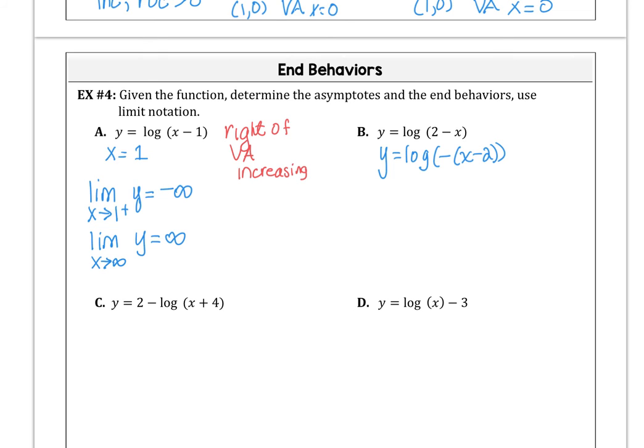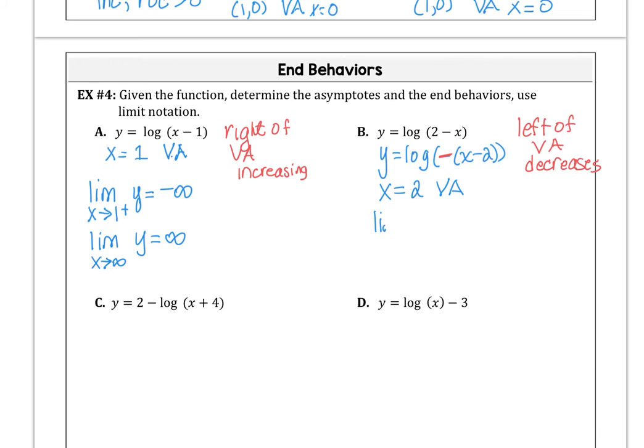So this will make the graph be left of the vertical asymptote. It's going to be a decreasing graph because of this negative here. We know that x equals 2 is the vertical asymptote. Let's see, we need to label that one. And what do we know?